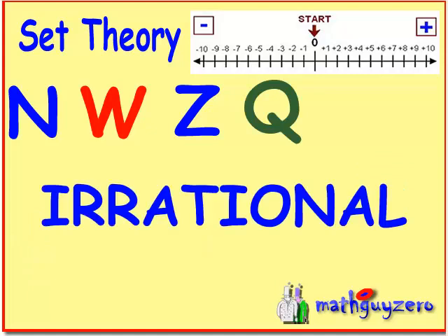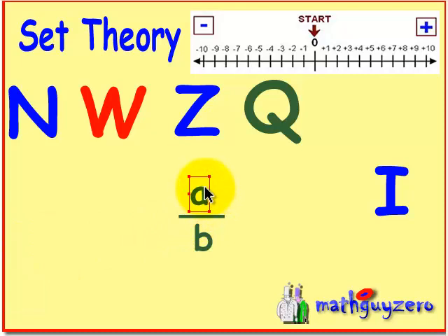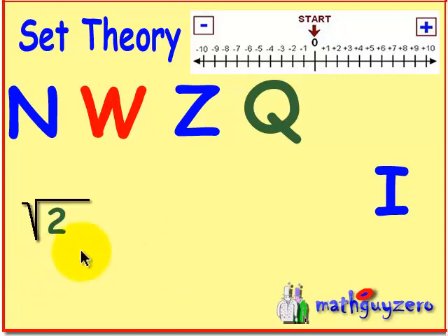Moving on, irrational numbers. Irrational numbers are represented with the letter I. I stands for irrational numbers. A rational number can be represented as one number divided by another number, as long as the bottom number is not 0. But irrational numbers cannot be represented like that.